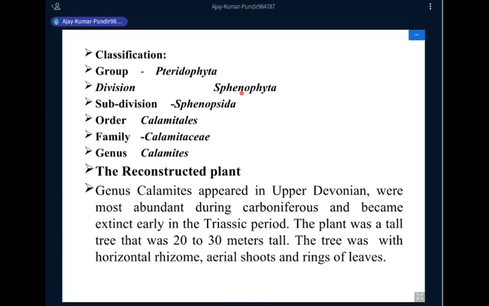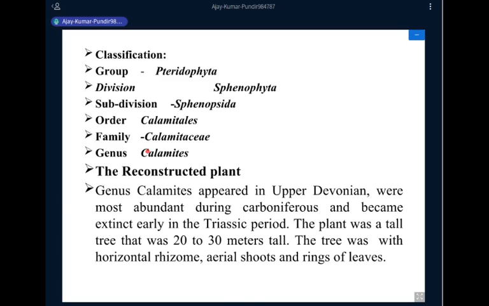The common name of the members of this division is horsetail plants, because the aerial shoot of these plants is very similar to a horsetail. So they are known as horsetail plants. They belong to subdivision Sphenopsida, and they also belong to order Calamitales. It comes under the family Calamitaceae, and the genus is Calamites.